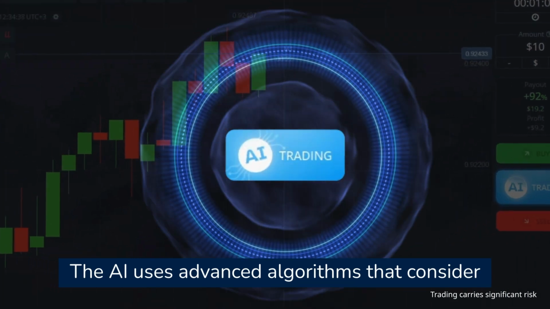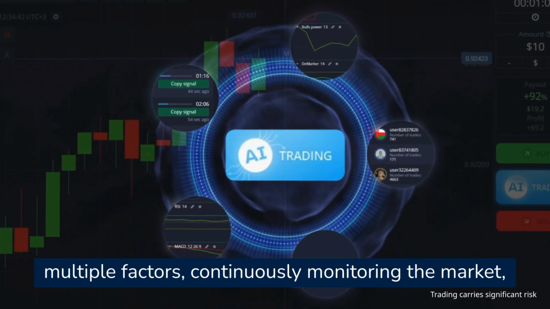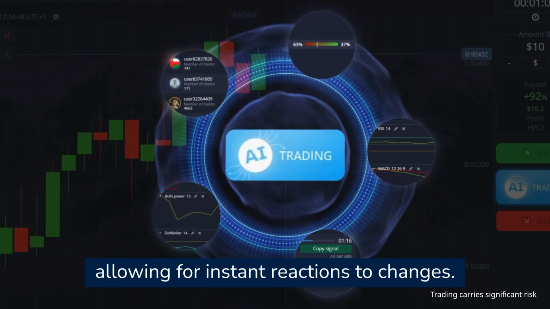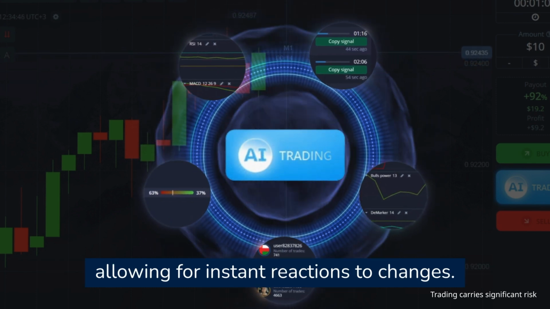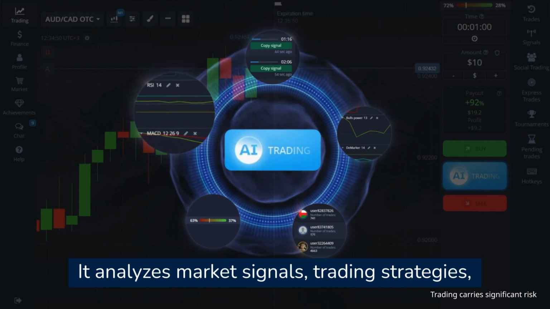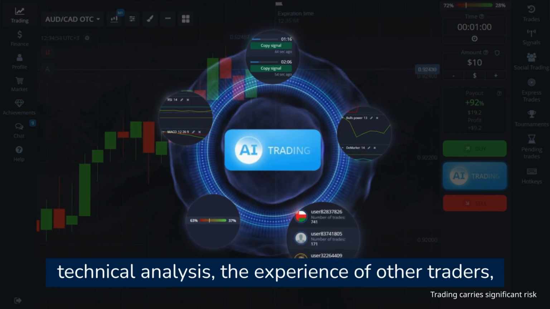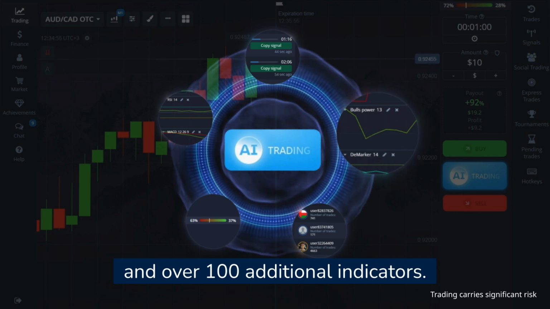The AI uses advanced algorithms that consider multiple factors, continuously monitoring the market, allowing for instant reactions to changes. It analyzes market signals, trading strategies, technical analysis, the experience of other traders, and over 100 additional indicators.